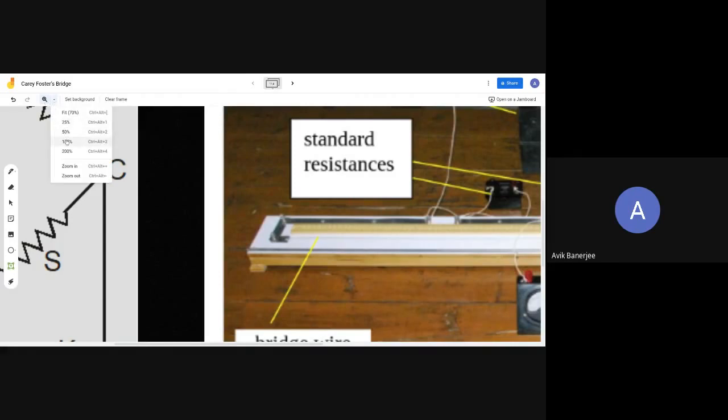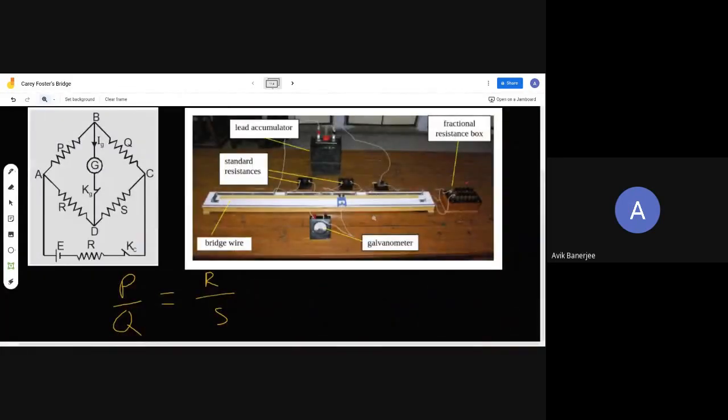ঠিক আছে, মানে দেখো, in this case that strip is detached from the right hand gap, and this resistor, this fractional resistance box, is connected there. Likewise, you can do the other way around. You can remove this strip and attach the resistance box or any given resistor in here.